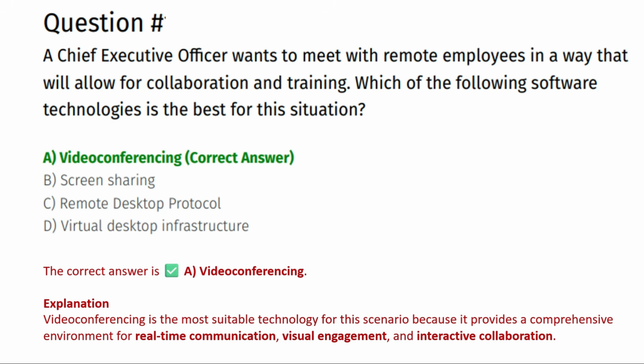The next question is, a chief executive officer wants to meet with remote employees in a way that will allow for collaboration and training. Which of the following software technologies is the best for the situation? Option A, video conferencing. Option B, screen sharing. Option C, remote desktop protocol. Option D, virtual desktop infrastructure. And the correct answer for this question is option A, video conferencing. So let's check the explanation.